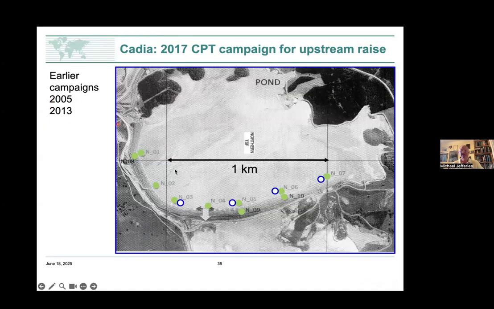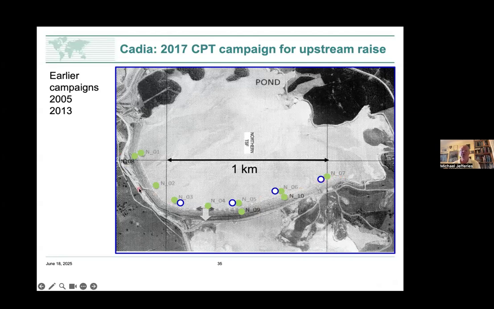This is Cadia. Our dam is 80 meters high at the highest. There's 1 kilometer for scale. And you can see here the CPTs are in green, and they're done in pairs. We go upstream into the tailings itself, and then we do something from the dam crest or 1 berm below the dam crest. And then the blue circles were sampled boreholes. And you can get a feeling for the spacing again.